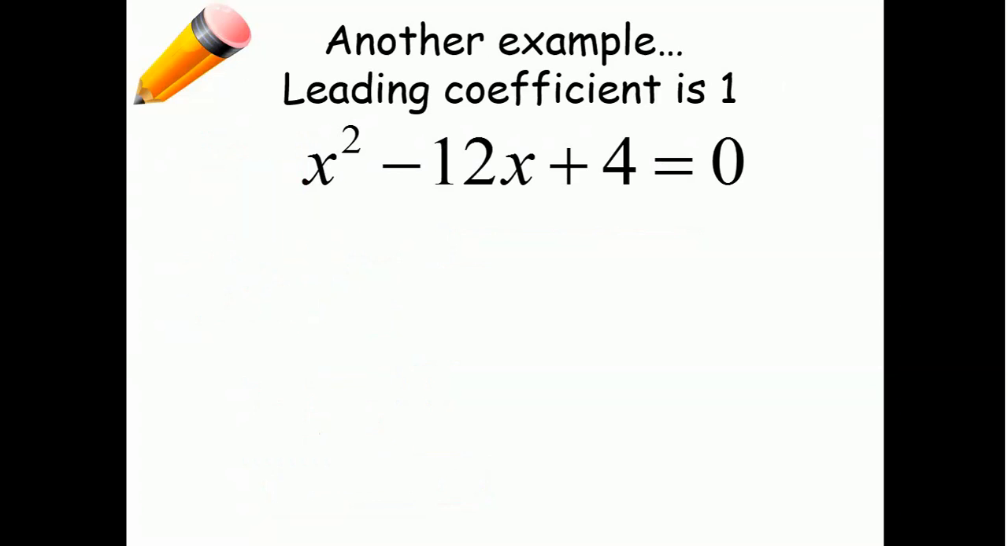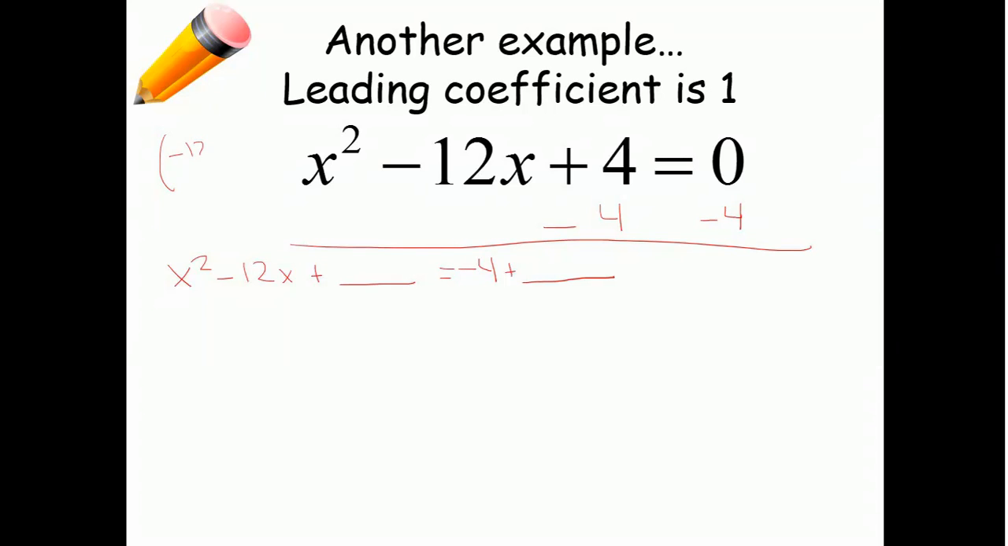Let's try it again. My leading coefficient, aka the number that's in front of the x squared, is 1 again, so we don't have to worry about that yet. My next step, subtract the c term to the other side. So I'm left with x squared minus 12x plus blank equals negative 4 plus blank. Now let's fill in the blank. I need negative 12 divided by 2, squared. Negative 12 divided by 2 is negative 6. Got to square it. So that is 36, right? So I have 36 on both sides.